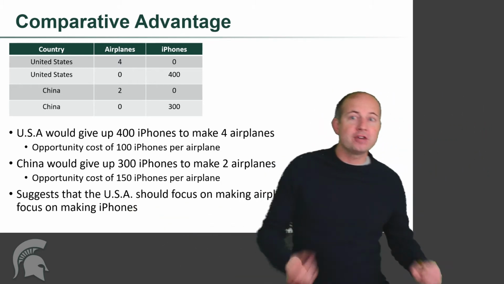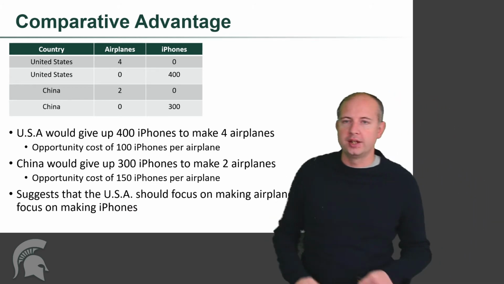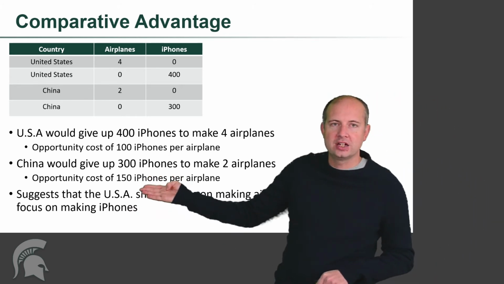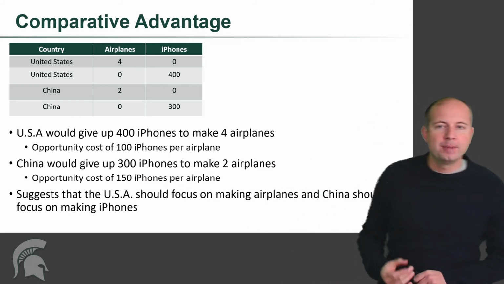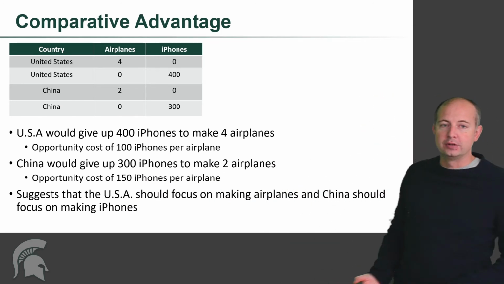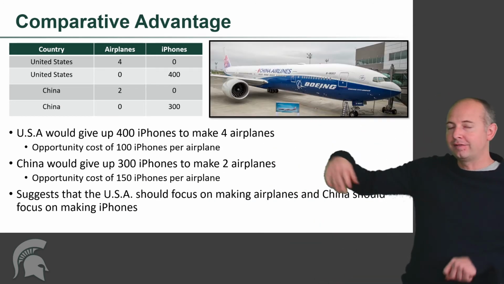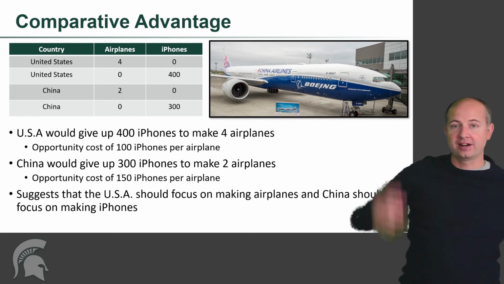Because remember, everybody has a comparative advantage in one good. So if USA has a comparative advantage at making airplanes, China must have a comparative advantage at making iPhones. And this is an example of a Boeing airplane that's operated by China Airlines.